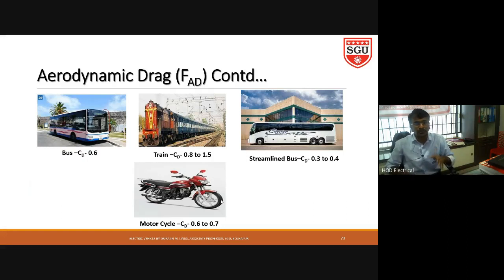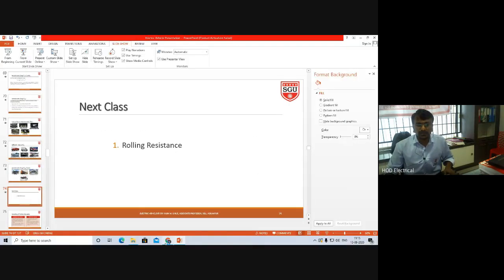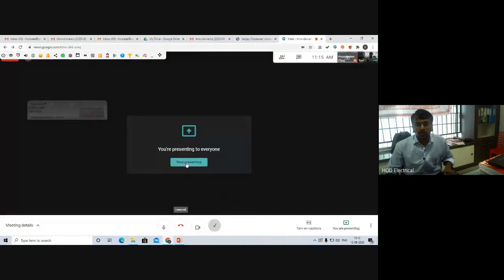With this, in the next class I am going to explain about rolling resistance. With this, I would like to conclude today's presentation regarding aerodynamic force. To summarize, we have understood what is meant by CD. CD is the aerodynamic drag coefficient. It depends on the shape of the vehicle.